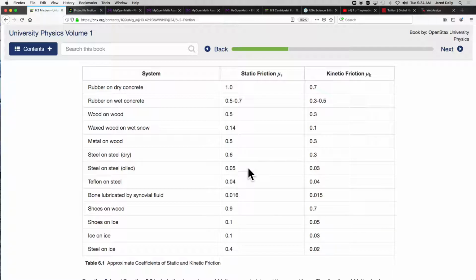Here you go all the way down to this one, bone lubricated by synovial fluid. Right, that's the lowest one we have here. Bones lubricated by synovial fluid, that's your normal bones with the normal stuff in between them. And you get 0.016, very, very slippery, very, very low friction. When they replace this, they replace it with Teflon on steel. Not as good, right? 0.04 static coefficient of friction means that it's more friction. So bigger number, more friction, smaller numbers, less friction. This one being the smallest one we have in this particular table.